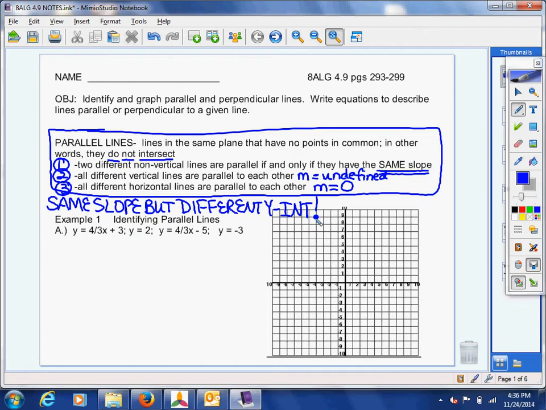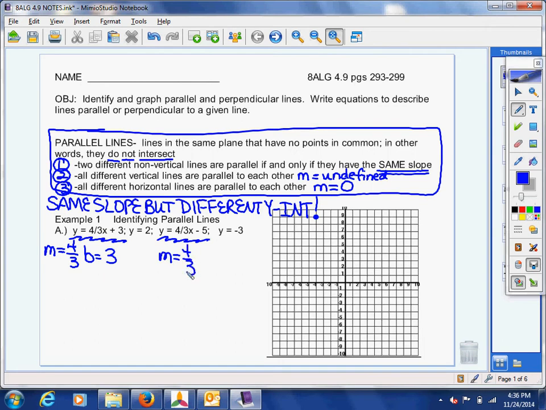Okay? So let's start. Your book actually had example 1 graphed, but I wanted to remind you how to do this graphing. And so I'm going to start right here. I'm writing y = 4/3 x + 3, and I'm also going to write y = 4/3 x - 5. First of all, they are both in slope-intercept form. Perfect. The reason is because we can clearly identify the slope and the y-intercept. And we can do that for both of them.